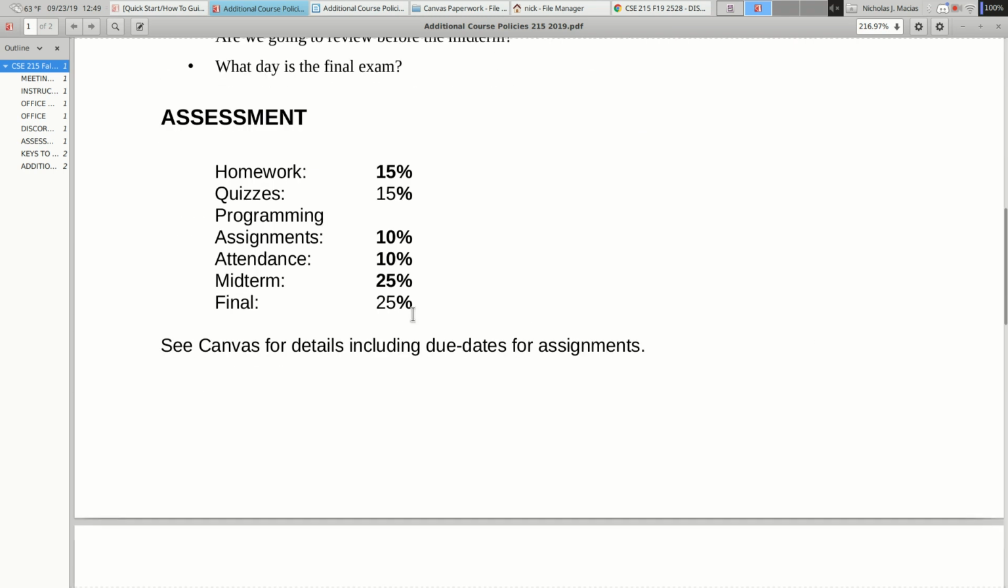Okay, this should be the same assessment that was in the syllabus. I should take it out of the syllabus, but it's the same thing, same percentages.